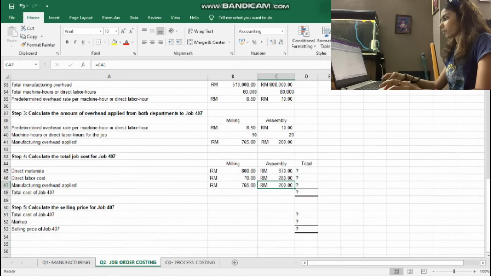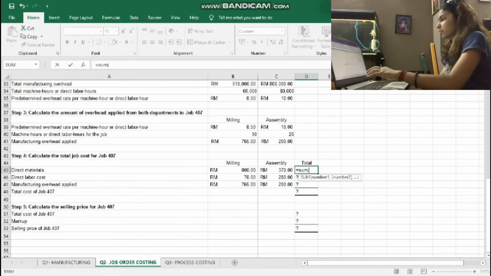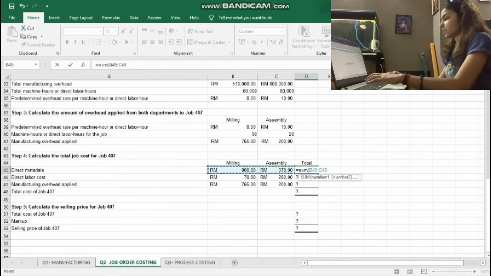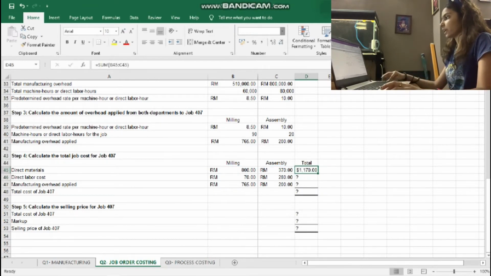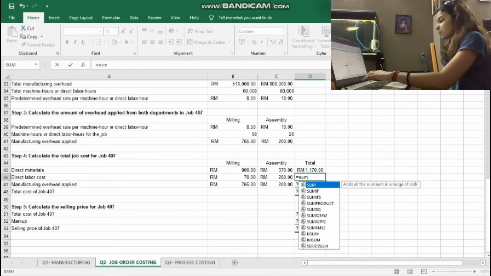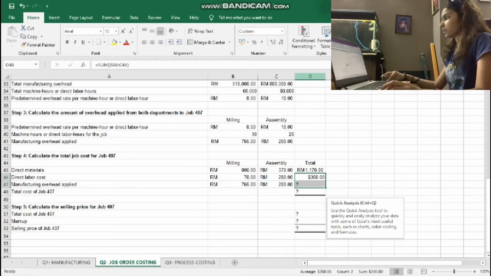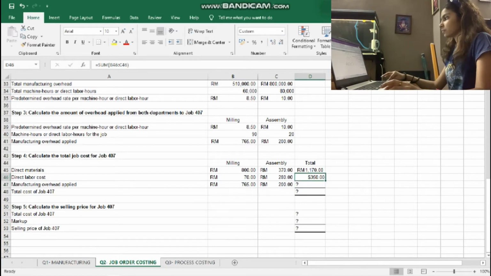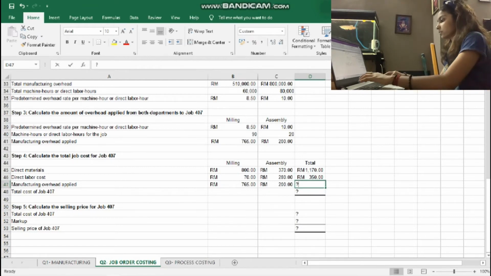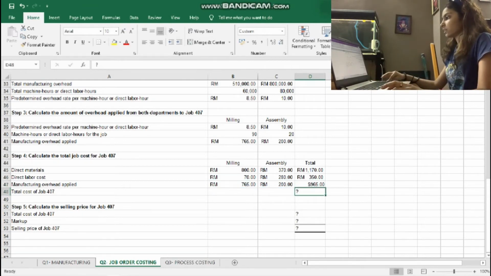Okay, so we have to calculate the total here. Sum bracket 2 of this, so you'll get 1,170. So for this, sum bracket 70 ringgit plus 280, we'll get 350 ringgit. And third one, sum bracket 765 ringgit plus 200, we'll get 965 ringgit.